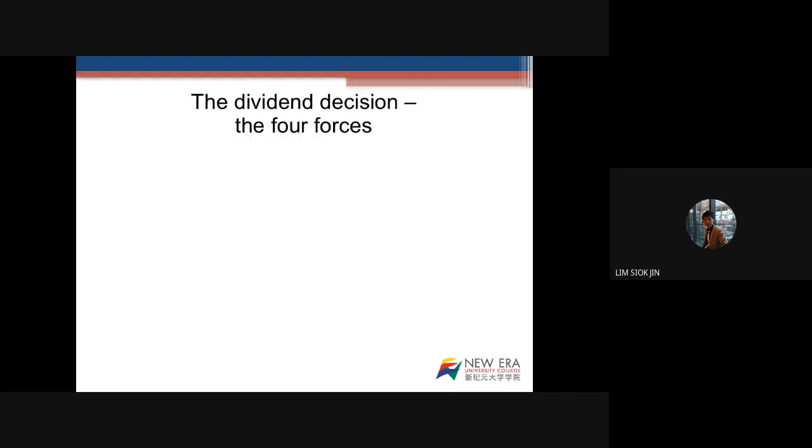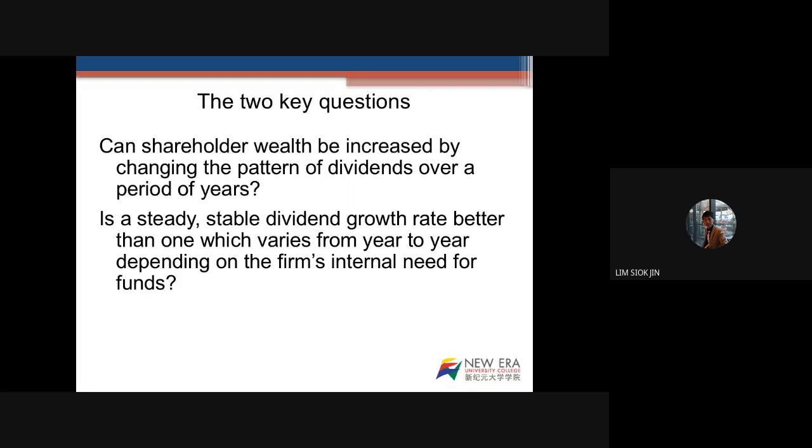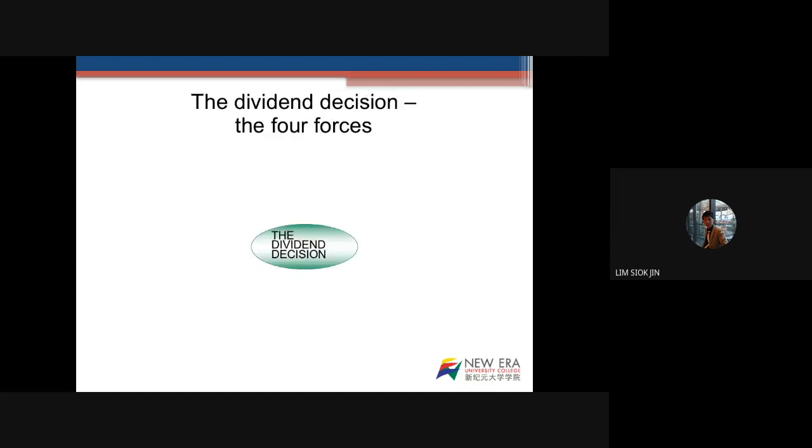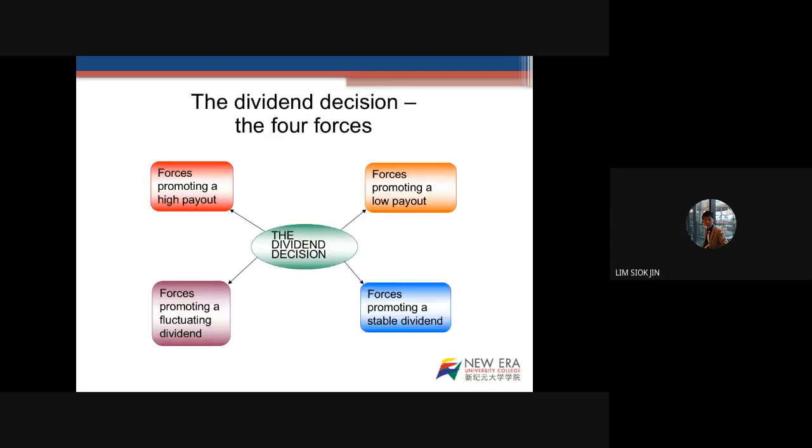So this is share repurchase. So the two key questions are, can shareholders' wealth be increased by changing dividend patterns, and is a stable dividend better than one that is changing from year to year depending on the company's need? Okay, there are here mentioned four forces that contribute to a dividend decision.